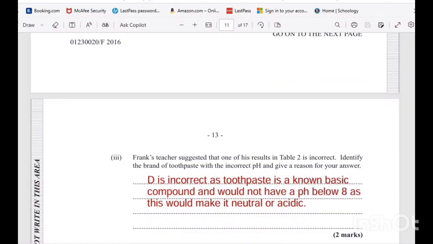Part 3. Frank's teacher suggested that one of his results in Table 2 is incorrect. Identify the brand of toothpaste with the incorrect pH and give a reason for your answer. Now, it's clear as day that the toothpaste brand D is incorrect, as toothpaste is known as a basic compound and it would not have a pH below 8, as this would make it neutral or acidic, right? So remember, your pH scale measures from 0 to 14. From 0 to 6 is an acidic part of the scale, 7 is neutral, and from 8 to 14 is basic.